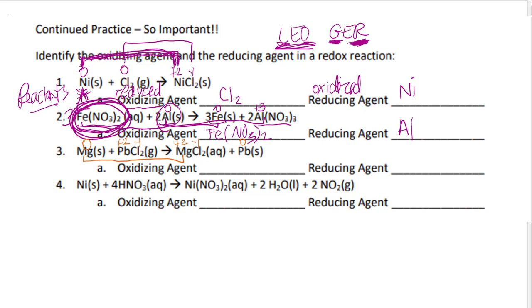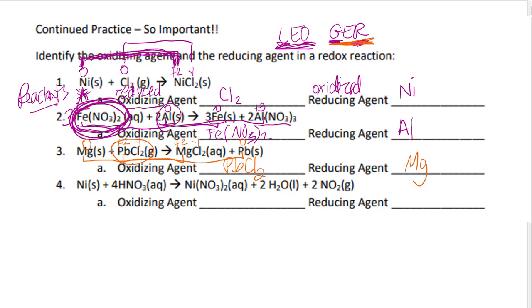So it lost electrons. It was oxidized. Therefore, it's the reducing agent. My Pb went from a +2 to a 0. So it gained electrons. The lead went through reduction. That means the lead chloride is the oxidizing agent. PbCl2, the oxidizing agent. And then number 4 looks like another single replacement.